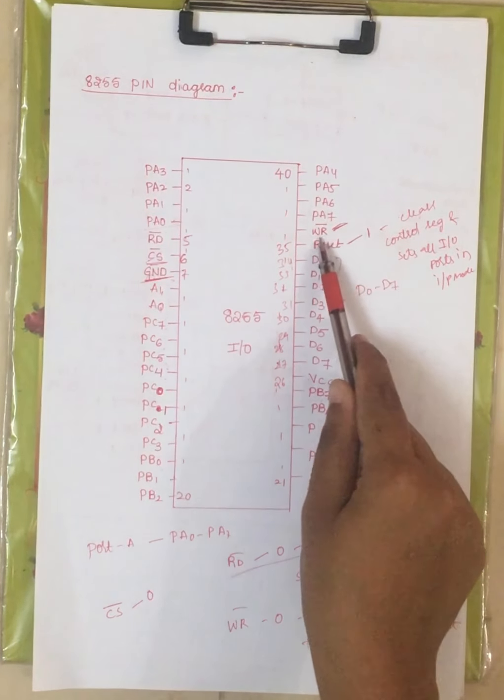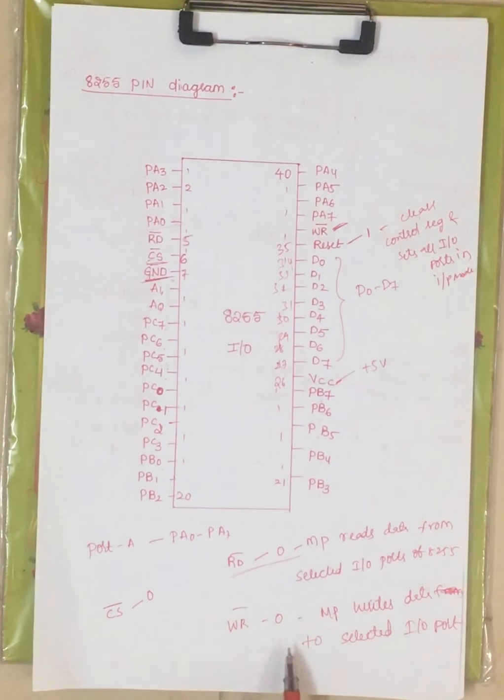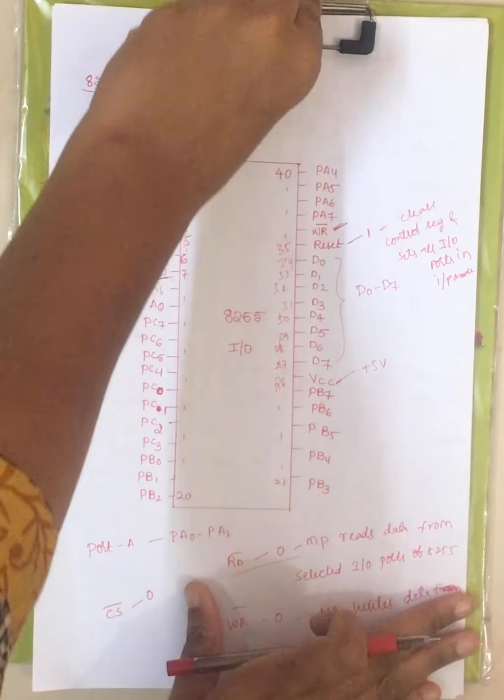Input mode. And next you have the write signal. When it is logic 0, the microprocessor writes data to the selected IO port. Now this is the pin diagram of 8255.